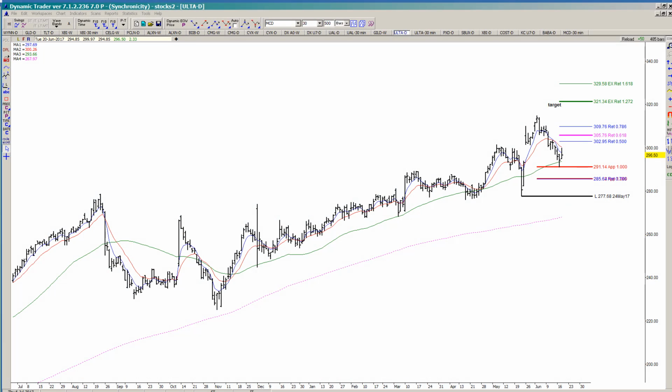Okay, last week we talked about stalking a trade in ULTA, and I want to go over that because the higher end of the support zone was violated, but the lower end was not. The lower end that we were looking at and talked about in the video was this 291.14 area. Well, you ended up holding above that and then triggering an entry, which I will show you next.